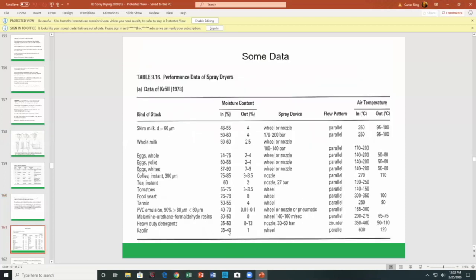Anyway, what we have here is just some data, basically. The type of material you're spraying: skim milk, eggs, coffee, tea, right? Moisture content going in, 75%, 85% moisture, outlet percent moisture. That's a substantial moisture reduction. Inlet temperature 270, 110 leaving, degrees C. Parallel flow, co-current, I guess that's what that means. Interesting to compare your performance with some of these.